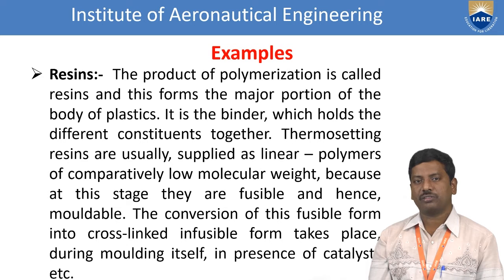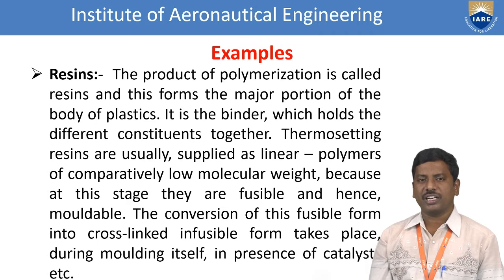If the plastics undergo addition polymerization, as in the case of thermoplastics, that is called a resin. The plastics may also undergo condensation polymerization, as in the case of nylon 6,6, which is also called a resin matrix. That means they have a 3D network structure, and this forms the major portion of the body of the plastics. It is a binder, having a strong binding capacity, which holds the different constituents together.